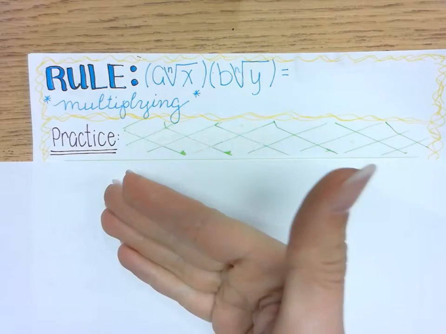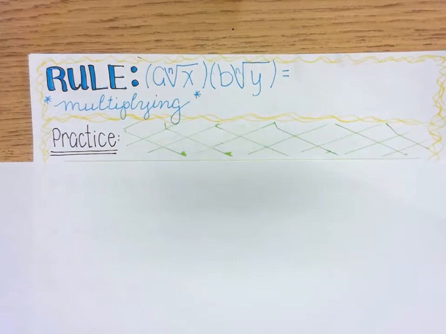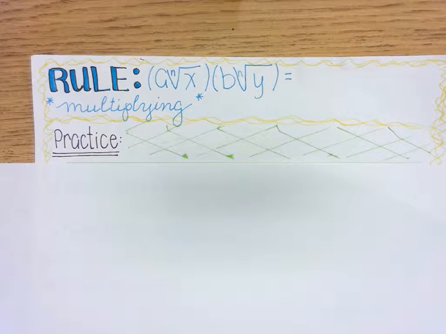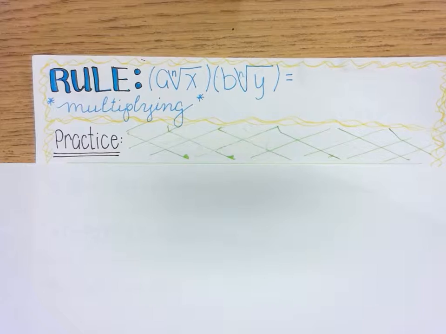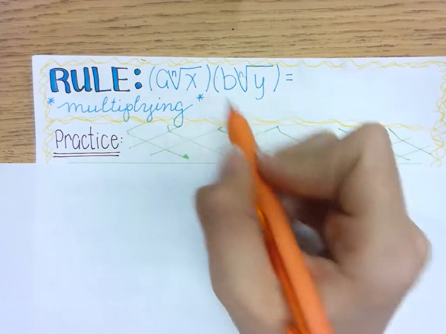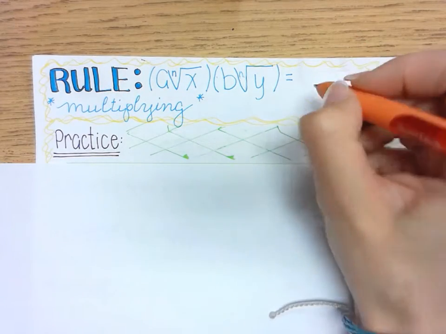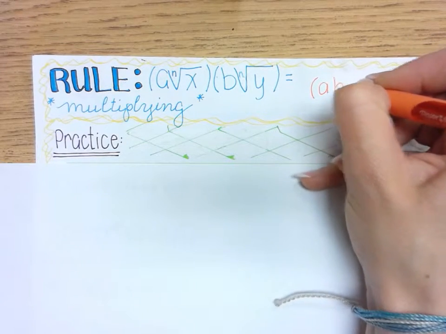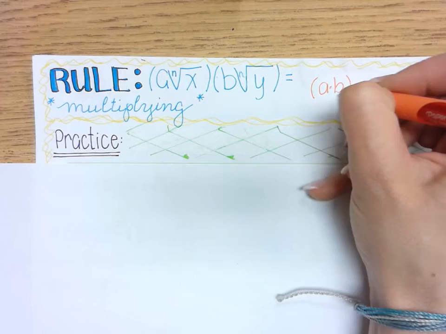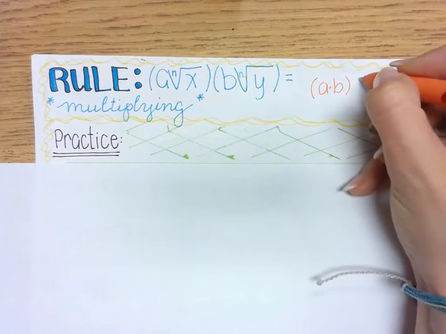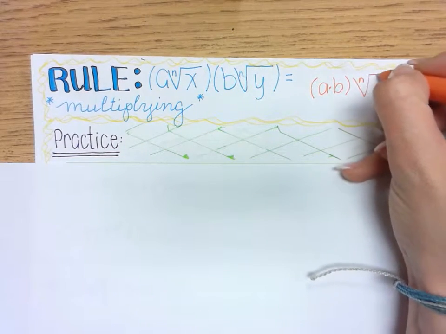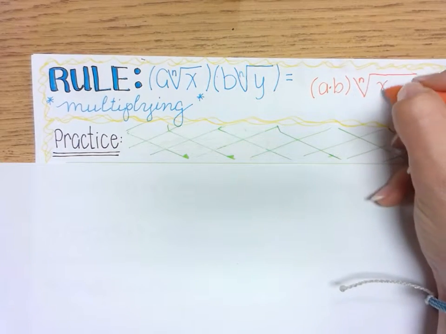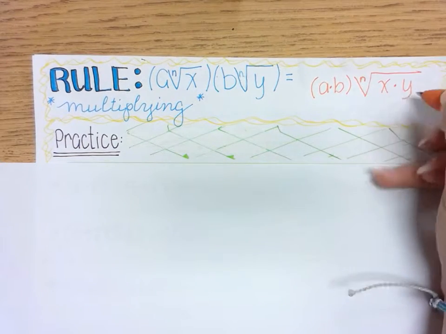When we add, we need like radicals. They need the same index, same radicand. But when we multiply, we don't. We don't need the same radicand. We just need the same index for right now. So what will happen? You're going to multiply the a and the b. So I'll show that like this. That means I'm going to multiply those numbers out front. And then I'll have the nth root, the common radical, that's the same for both of them, same index. And I will multiply my radicands together.